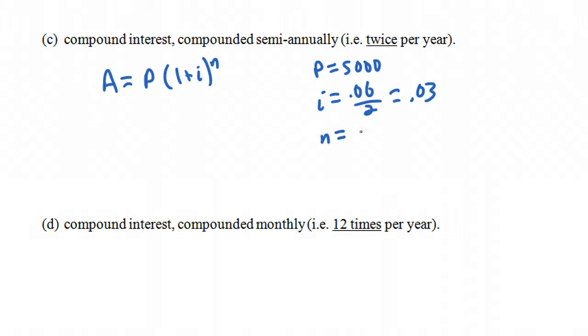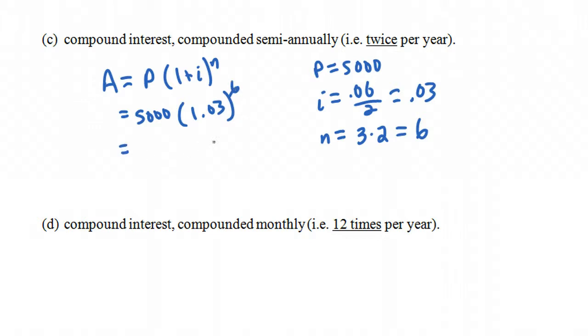And what is the N? Well, the N is going to be 3 times 2. It will be 6. Now, why 3 times 2? Well, it's taking 3 years, and we're compounding twice per year, so the number of compound periods is 6. So if we plug this in, we get 5,000 times 1.03, right, 1 plus 0.03, to the 6th power.